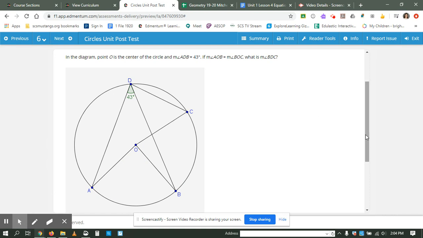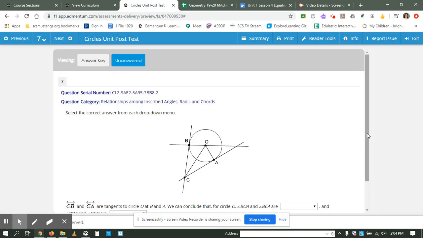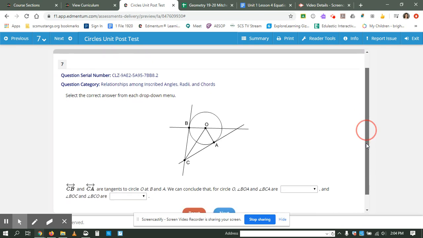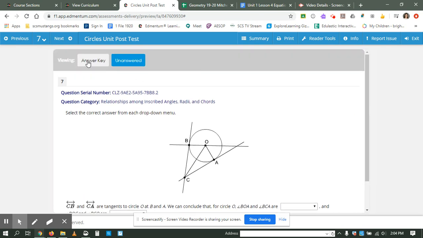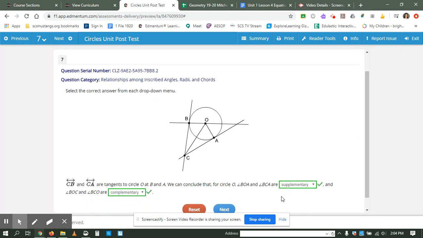Looking at the next one. Looking at 7, this takes it a lot further than what I'm looking to have you do with the way things are right now. So looking at those two drop downs, you're going to have the first one be supplementary and the second one is complementary.